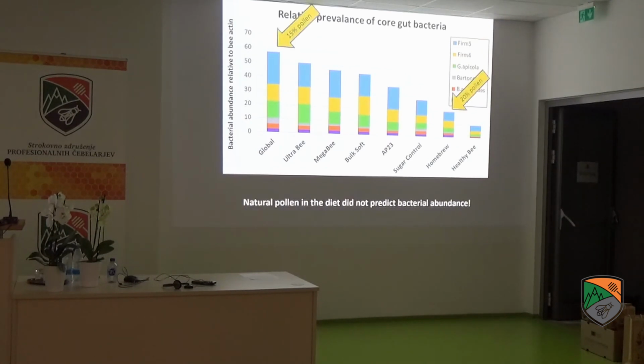So let's look here. That one was 20% pollen, that was 15% pollen. No correlation to the amount of natural pollen. You guys get an idea of how fun bee research is? Everything you think is going to make sense to you? Yeah, throw that away.